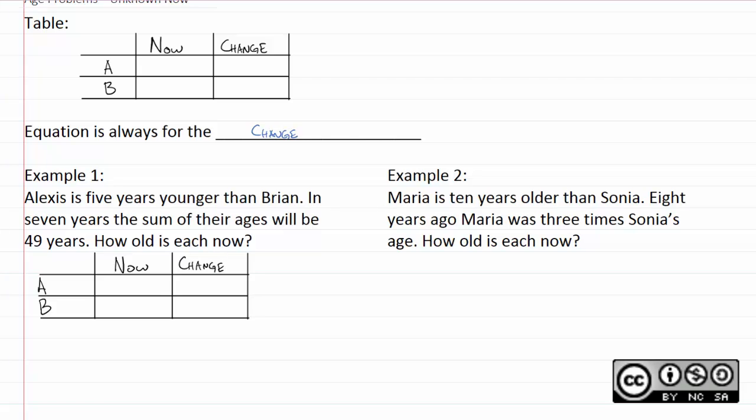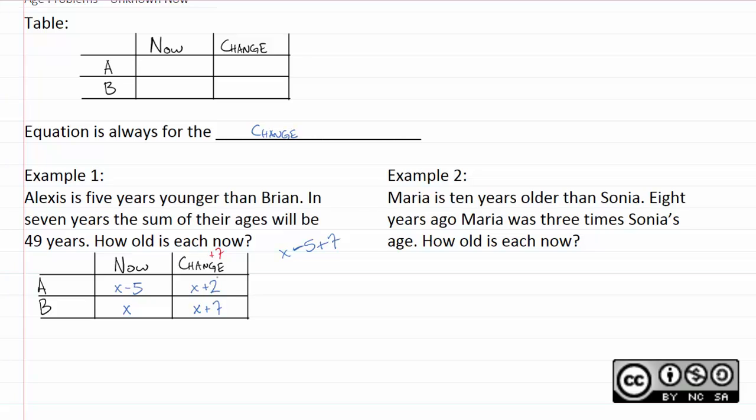Well, let's begin by finding expressions for their current ages. It says here Alexis is 5 years younger than Brian. So if Brian's age is X, that makes Alexis's age X minus 5. The change will be that we're going 7 years into the future, which just means that we add 7 to both of these. So Brian's age becomes X plus 7. Alexis's age becomes X minus 5 plus 7, because she's still 5 years younger, but 7 years have passed. So that comes out to X plus 2.